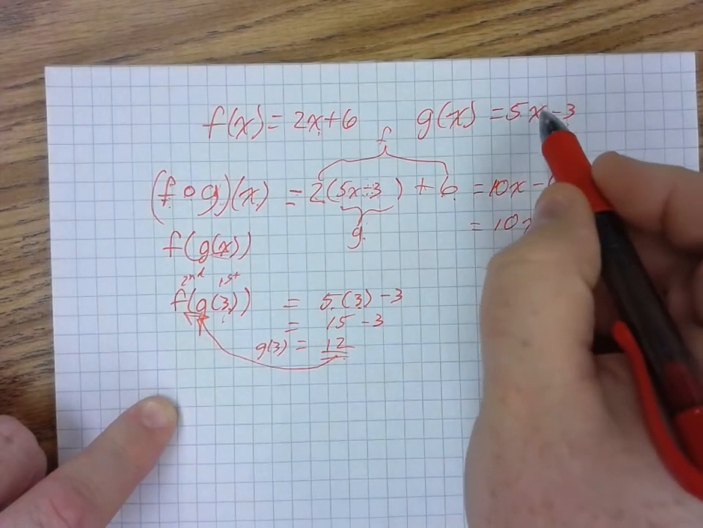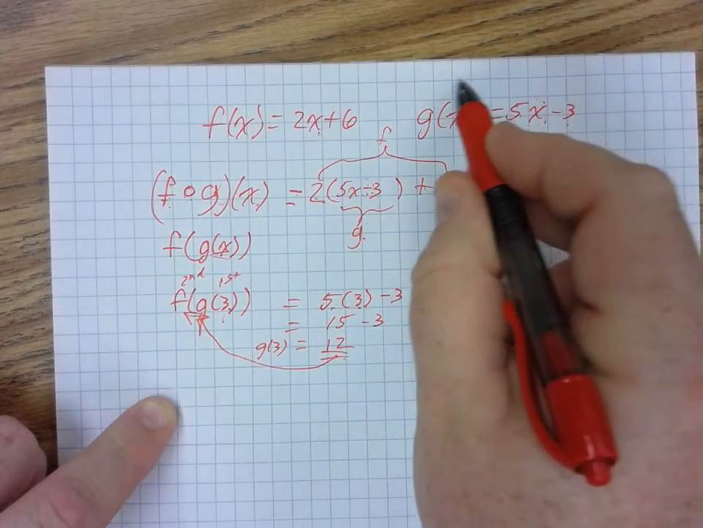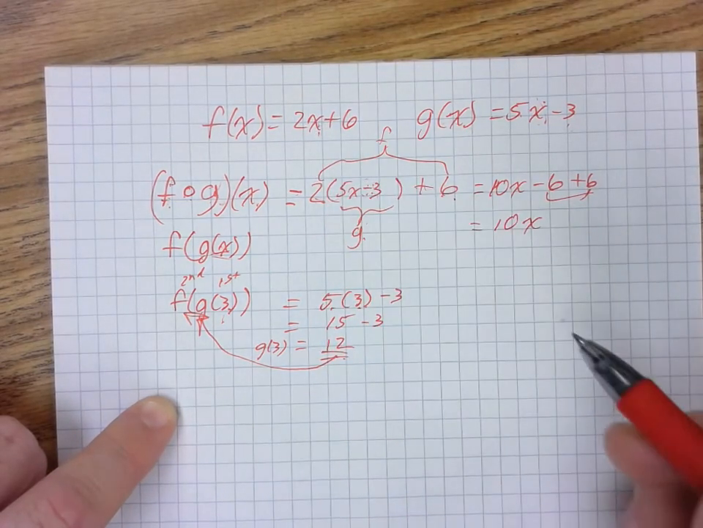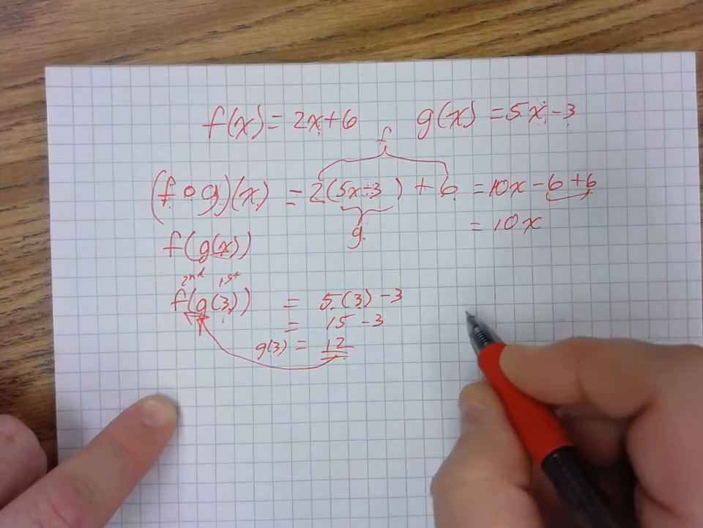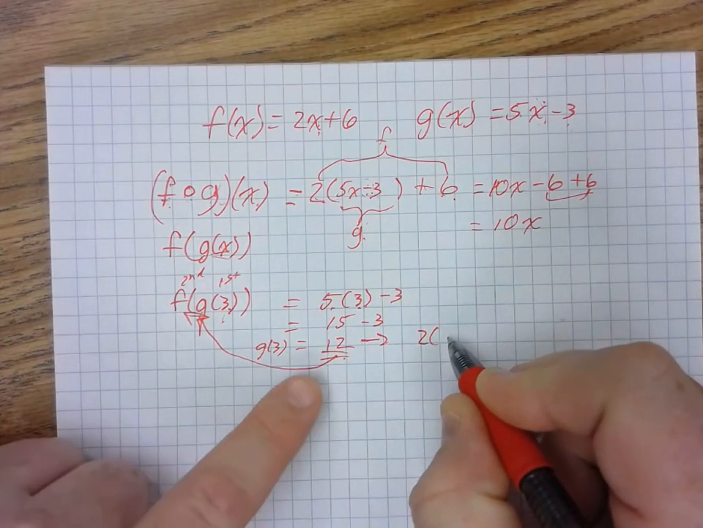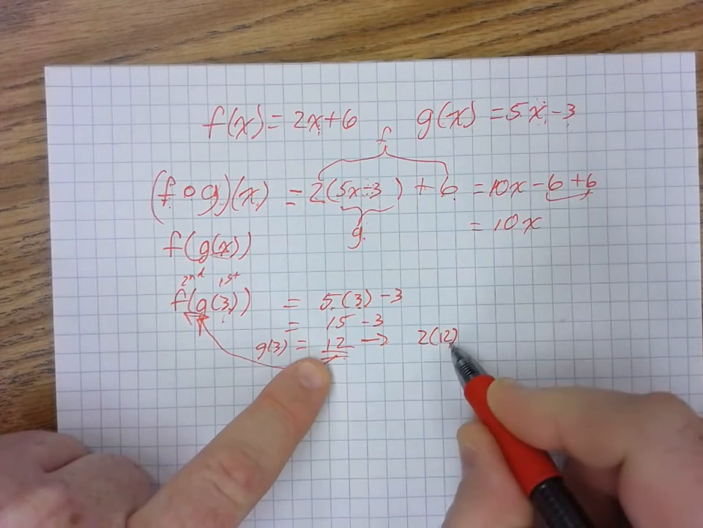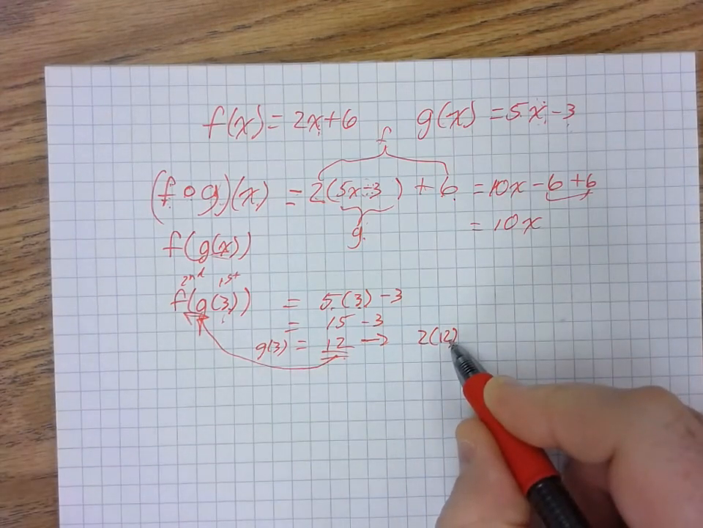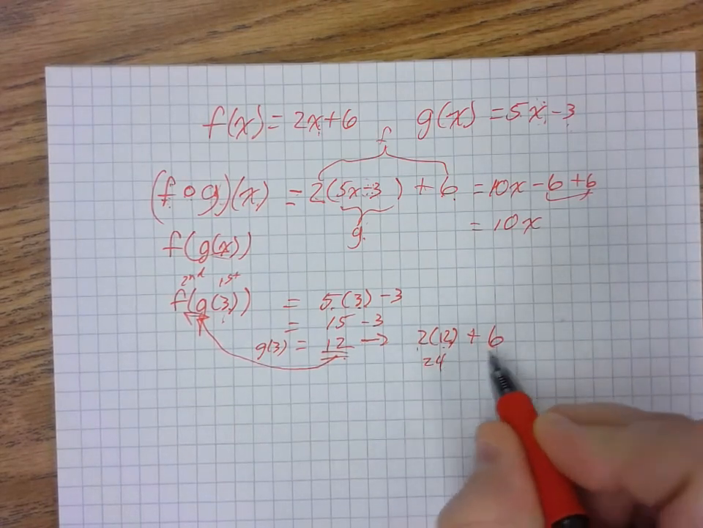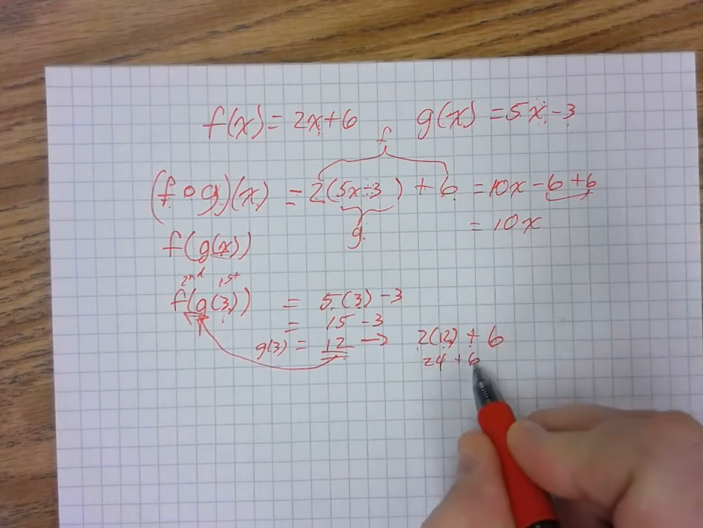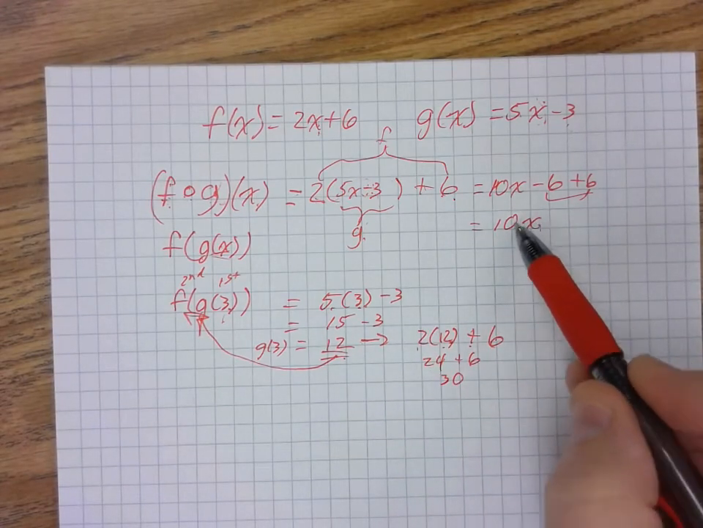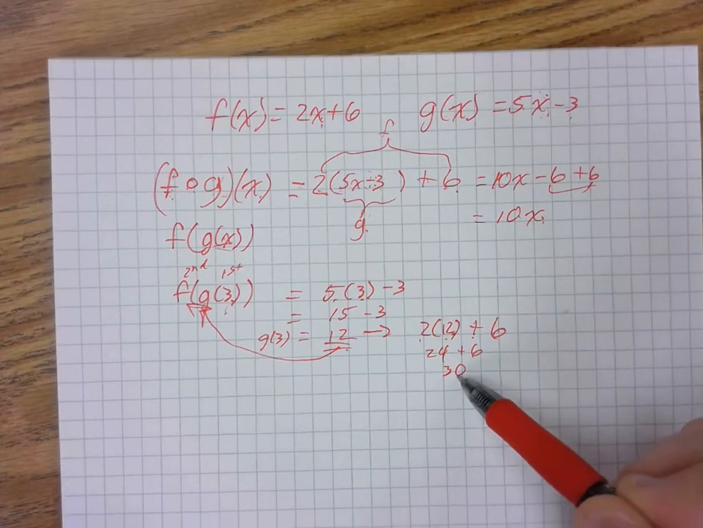Now 12 becomes the input for function f. So we input a 3 here, we output a 12, and that 12 now comes over here and becomes the input for function f. So function f, we take this one and we write function f with the output of 12 becoming the input of f, plus 6. 2 times 12 is 24. 24 plus 6 is 30, and that's the same thing as if we put a 3 in the 10x right here. So 3 times 10 would have given us 30.